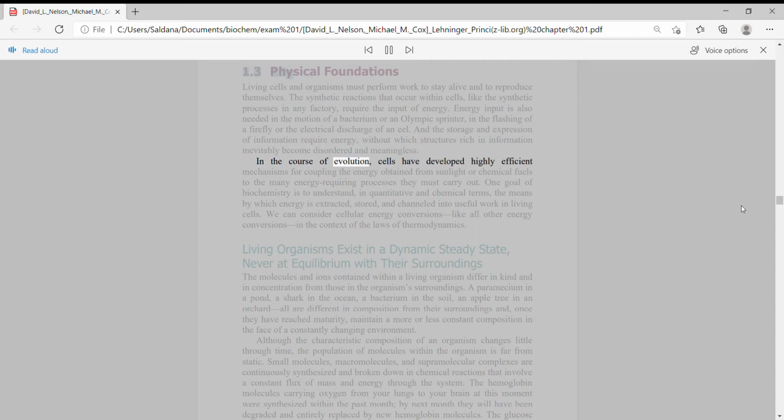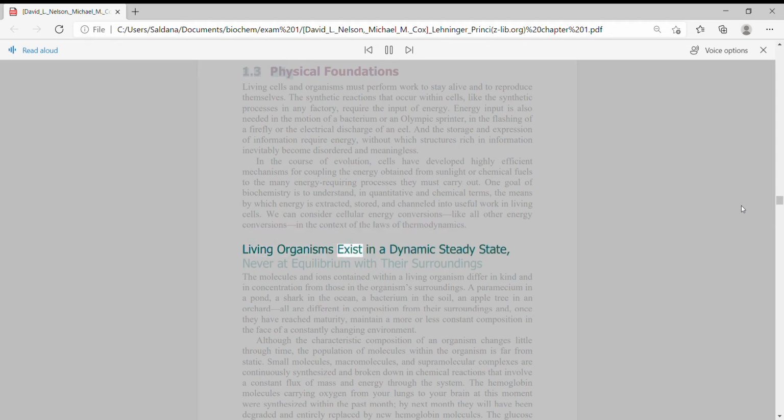In the course of evolution, cells have developed highly efficient mechanisms for coupling the energy obtained from sunlight or chemical fuels to the many energy-requiring processes they must carry out. One goal of biochemistry is to understand, in quantitative and chemical terms, the means by which energy is extracted, stored, and channeled into useful work in living cells. We can consider cellular energy conversions, like all other energy conversions, in the context of the laws of thermodynamics.